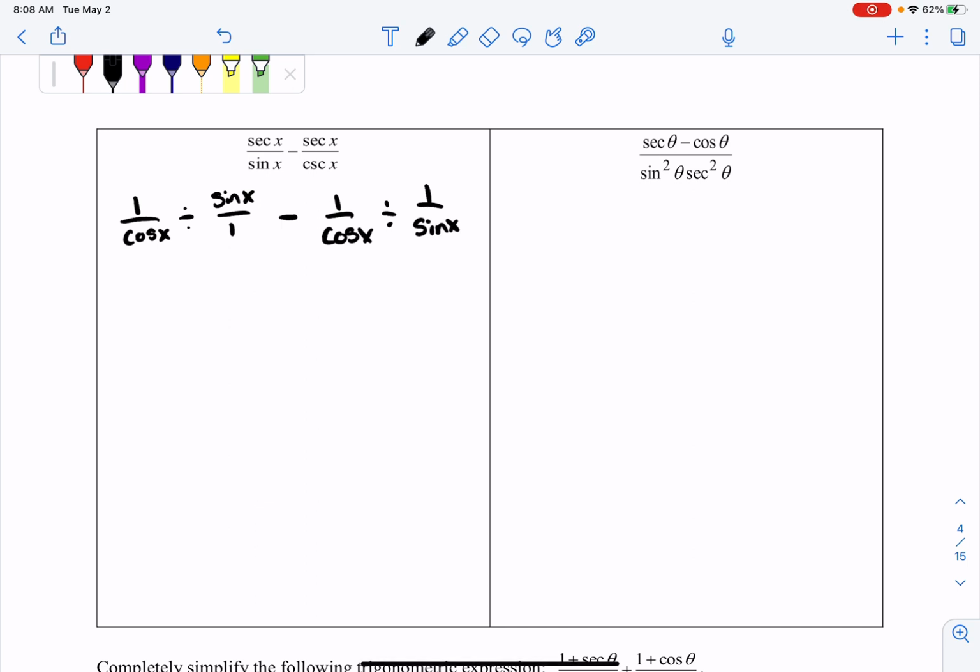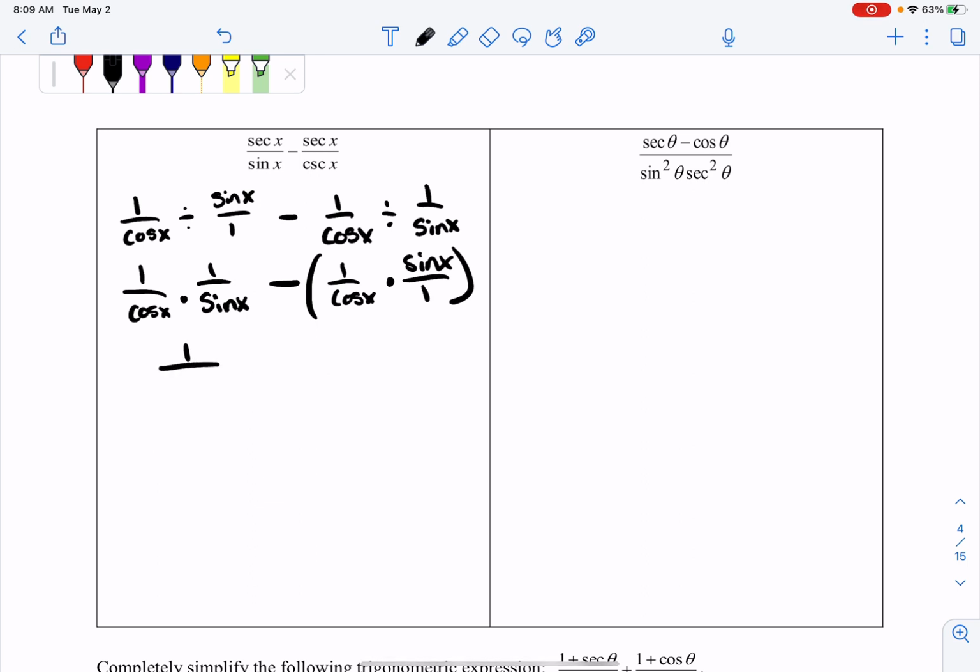Okay, so invert and multiply on this first one. We're going to get 1 over cosine x times 1 over sine x. This is going to subtract everything over here. And this, we're going to get 1 over cosine x times sine x over 1. Okay, so on the left, we get 1 over cosine x, sine x. And then on the right, we get sine x over cosine x.